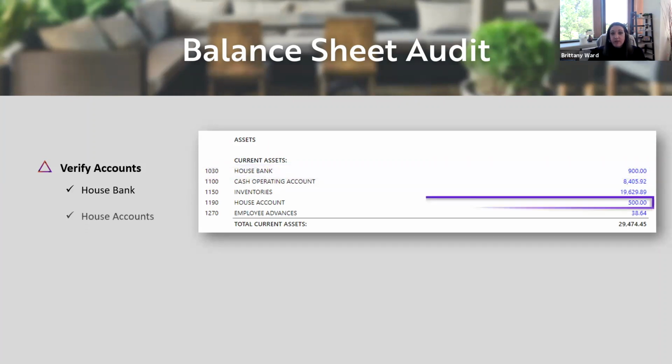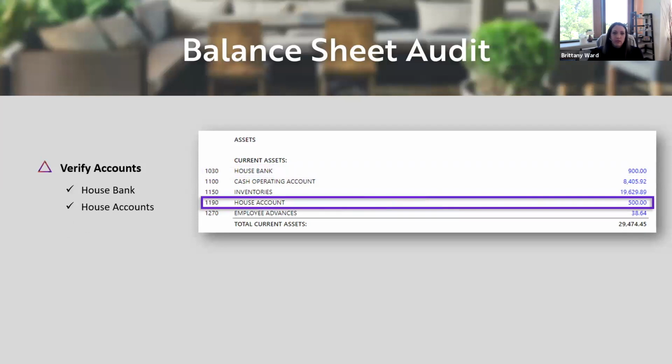When we're looking at house accounts and accounts receivables, this is a really good time for you guys to just go in, collect those balances, right? Increase that cash flow, or make sure that you understand what's left and outstanding in those balances.